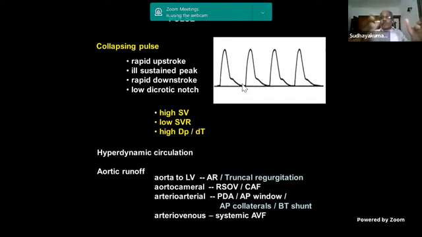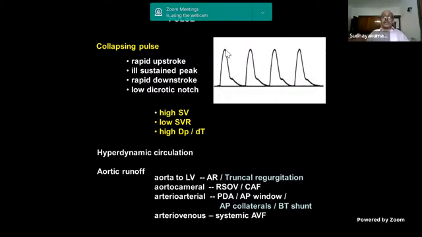And in this situation, when there is AR, to reduce the AR, the peripheral resistance decreases so that the forward flow is maintained. This is a protective mechanism. In hyperdynamic circulations, in aortic runoff, the SVR comes down to draw the blood to the periphery or the tissues, thereby partly reducing the regurgitation. That is a natural mechanism by which the AR is compensated to some extent.